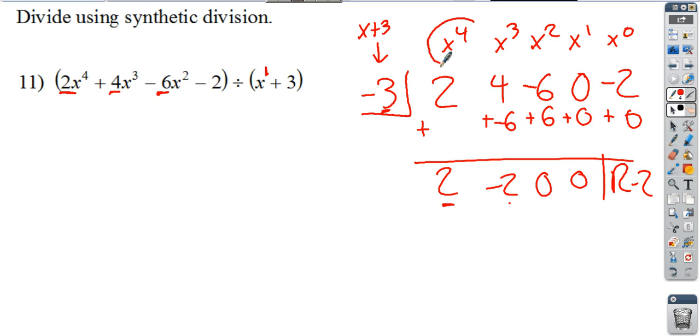So here's what happened. We had x to the 4th, we divided it by x to the 1st, and we get a depressed polynomial. That's what that's called. Each exponent is depressed by 1. So x to the 4th becomes x to the 3rd.